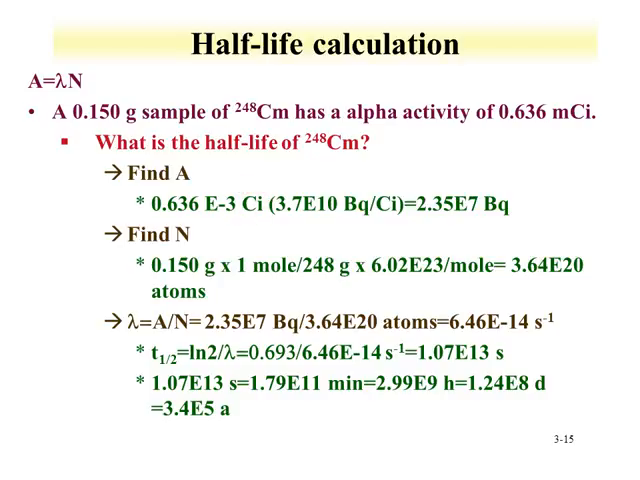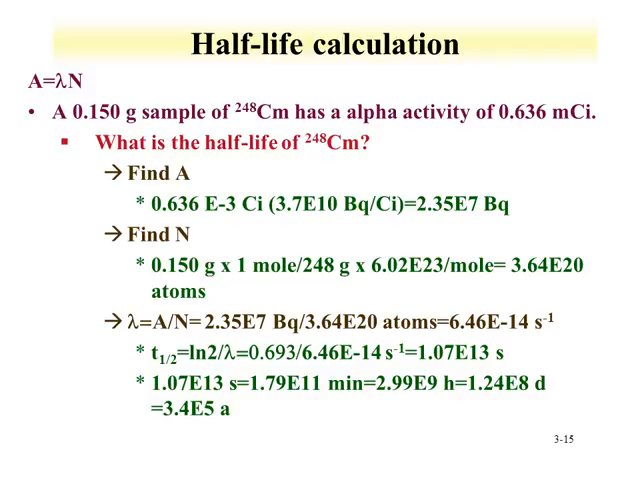And 3.7 times 10 to the 10th counts per second, or 3.7 times 10 to the 10th becquerel per curie. This gives me the value in becquerels. So I now have A in a unit that is workable: counts per second. Now I find N. If I have 0.15 grams, times 1 mole per 248 grams of curium-248, times Avogadro's number, I get 3.64 times 10 to the 20th atoms of curium-248.